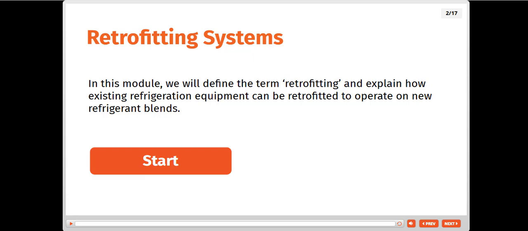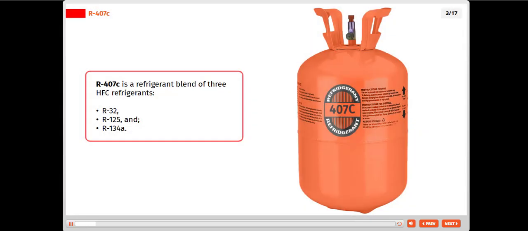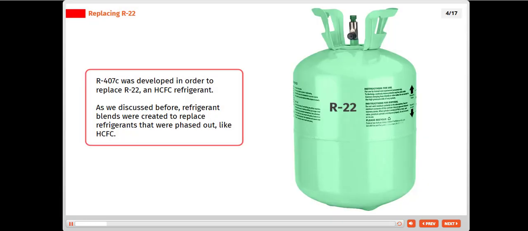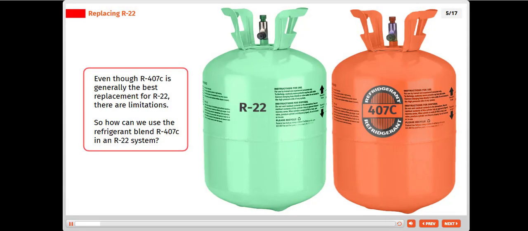R407C is a refrigerant blend of three HFC refrigerants: R32, R125, and R134A. R407C was developed in order to replace R22, an HCFC refrigerant. As we discussed before, refrigerant blends were created to replace refrigerants that were phased out, like HCFC. Even though R407C is generally the best replacement for R22, there are limitations. So how can we use the refrigerant blend R407C in an R22 system?